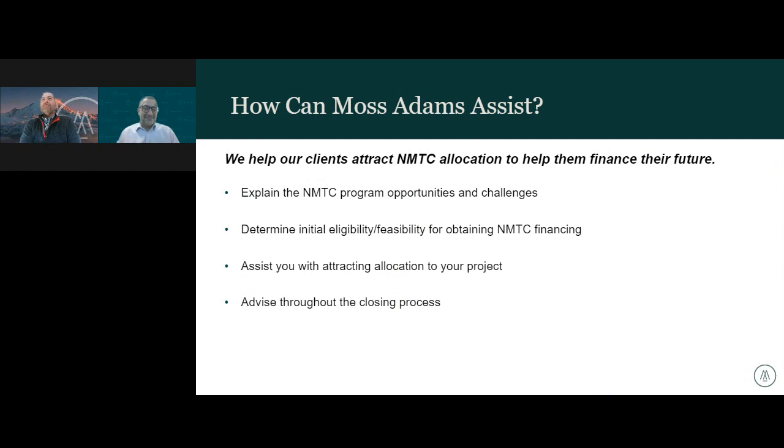Technical difficulties always happen. And so I was just going to say, this is my last slide as it relates to some of the ways that we help our clients attract allocation. So we can explain the program, you need to determine your eligibility, and then assist our clients with attracting that allocation throughout the process and advise throughout the closing process as we go through. It is a complicated process, as we talked about.